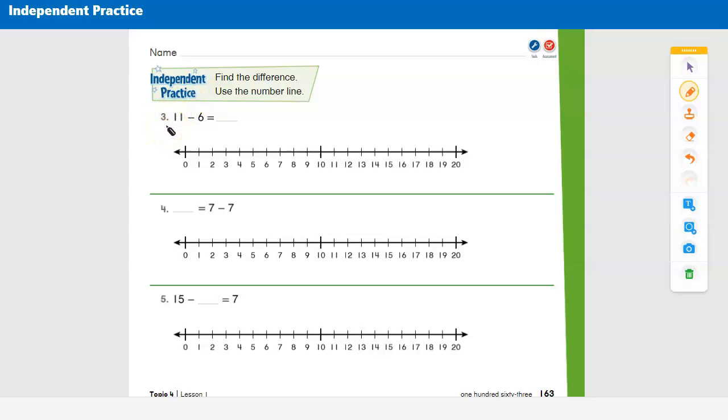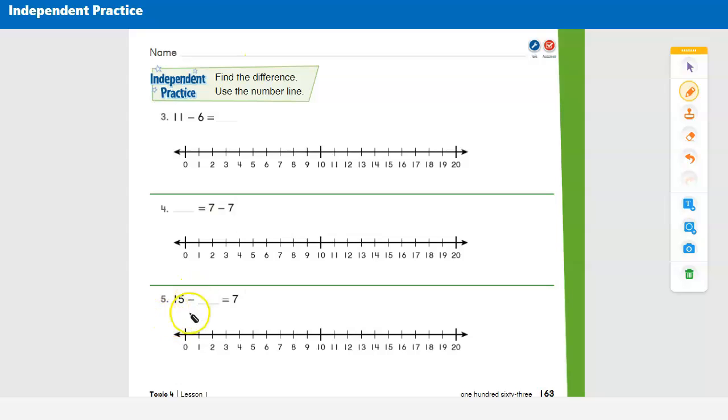So your first equation is 11 minus 6. So you will find 11 on the number line, plot it, jump back 6 spaces, and then write the number on the line that you land on. Number 4 is also written a little bit differently, but you are wanting to write the number that equals 7 minus 7. 7 minus 7.